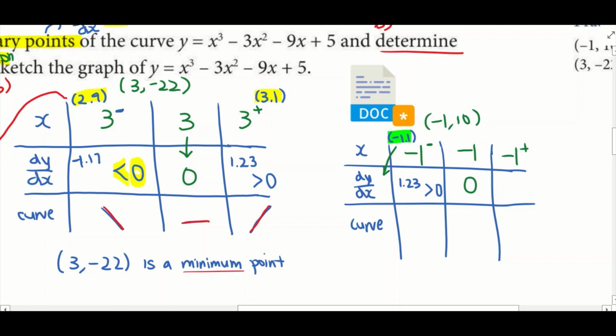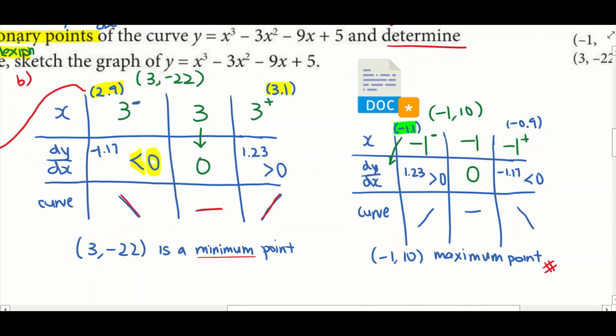Cannot be 0. Slightly a bit more. -0.9. Sub it in. Your dy/dx should be -1.17, which is negative. Please draw the curve. How does it look like? And it is a maximum point. So I found my 2 stationary points and indicated the nature of each of the stationary points.